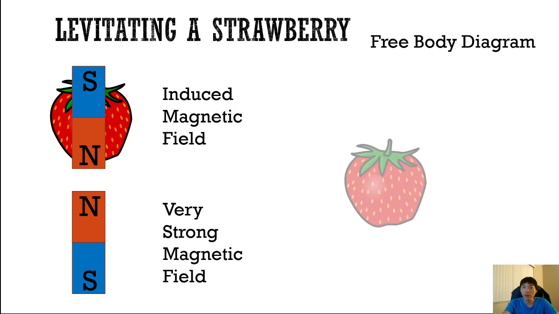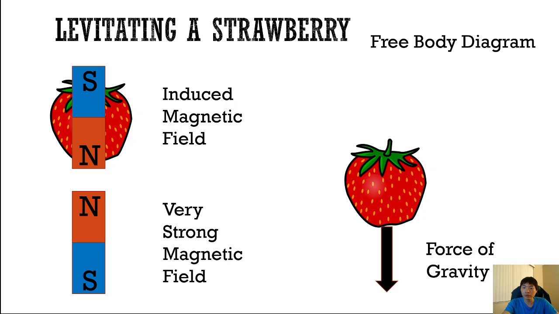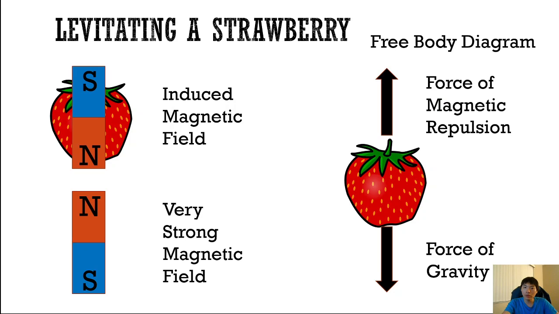magnetic repulsion. If you look at a free body diagram of the forces, of course, you have the force of gravity pulling the strawberry down, but you also have a force of magnetic repulsion pushing the strawberry up. If the force of gravity is the same in magnitude as the force of the magnetic repulsion, then you get a state where the strawberry is feeling no net force, and so it basically just floats in midair. It's quite a remarkable phenomenon.